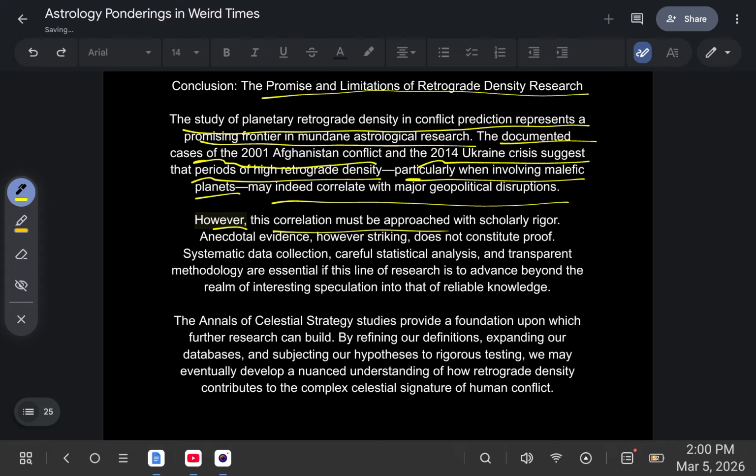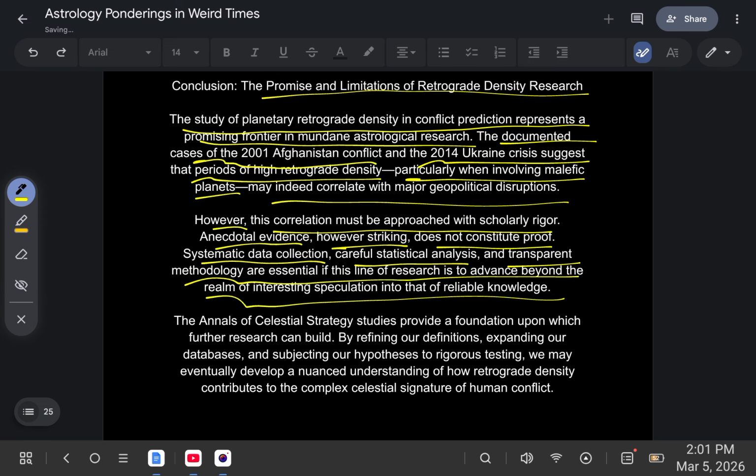However, this correlation must be approached with scholarly rigor. Anecdotal evidence, however striking, does not constitute proof. Systematic data collection, careful statistical analysis, and transparent methodology are essential if this line of research is to advance beyond the realm of interesting speculation into that of reliable knowledge.